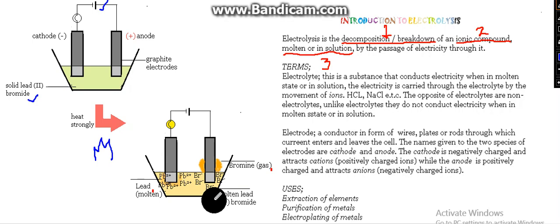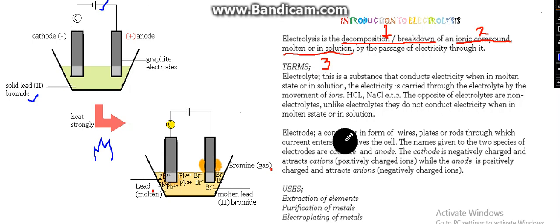As I've explained earlier, the electricity is carried through the electrolyte by the movement of ions. For example, hydrochloric acid, sodium chloride, sulfuric acid, etc. In other videos, I will explain weak electrolytes and strong electrolytes. But for now, let's understand that electrolytes are substances that conduct electricity when in a molten state or in solution. These substances are ionic compounds that contain ions. They consist of ions. That is basically what electrolytes are. I'll advise you to pause the video and screenshot it so that you'll always have all this handy.